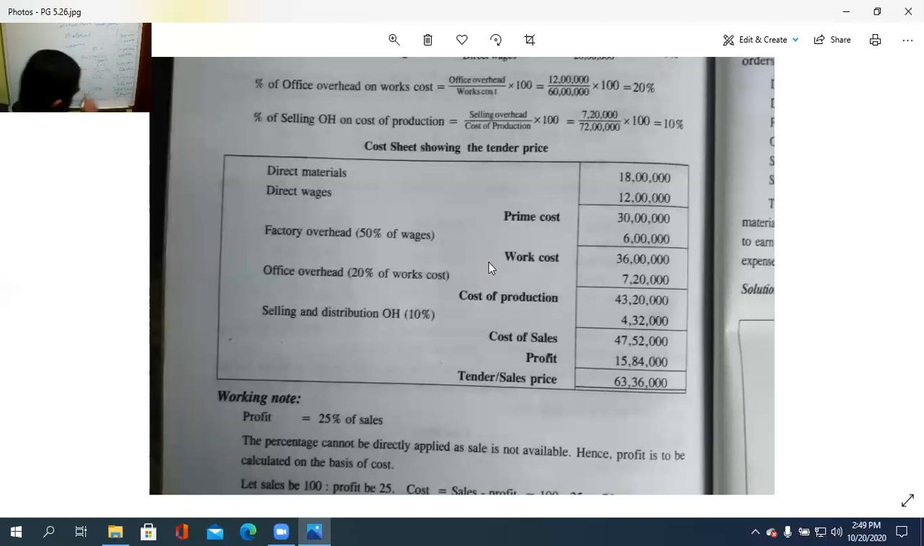So selling price or tender price: if profit is 25% on the selling price, then cost will be 75%. So 15,84,000 plus 47,52,000 is 63,36,000. So this is the normal course. This is the tender prepared. Clear? So in this way we are going to prepare the tender price or the tender itself.